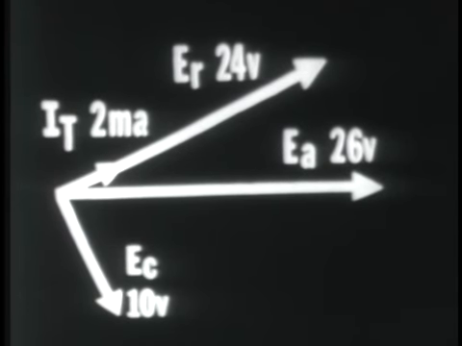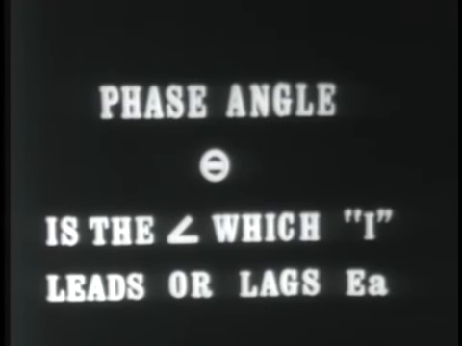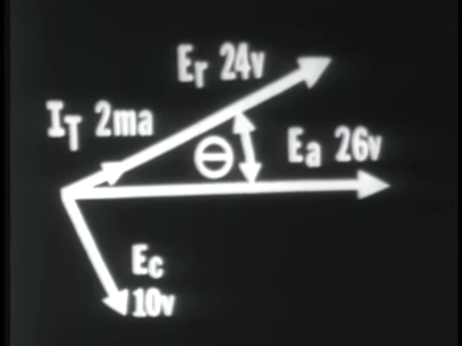Now we have a very important angle here, and that is the angle between EA and IT, and this is referred to as the phase angle. We'll define this angle as the phase angle theta, or theta is the angle with which current leads or lags the applied voltage. Well, in our vector, here we have this angle shown, the phase angle, and IT is leading EA, so we have a leading phase angle. And the angle would be plus 22.6 degrees.